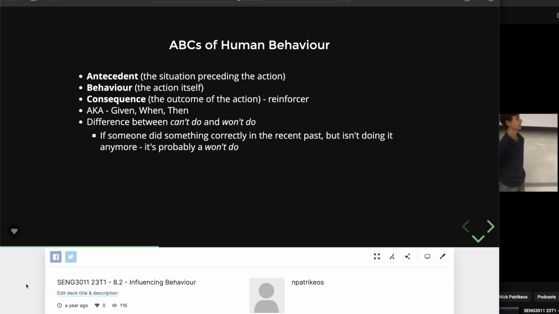Another good tell is if someone did something correctly in the past, but they're not doing it anymore, it's like they know how to do it, just that they probably don't want to do it. So that's just an interesting distinction there.